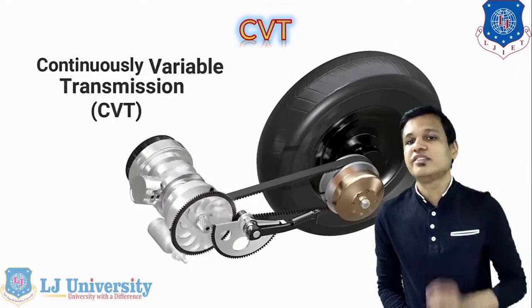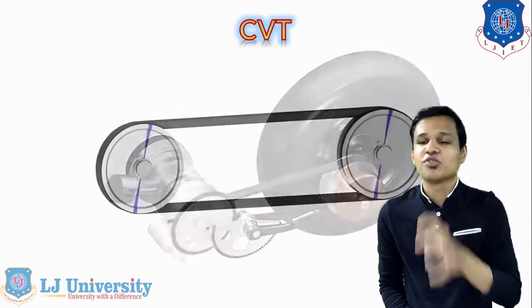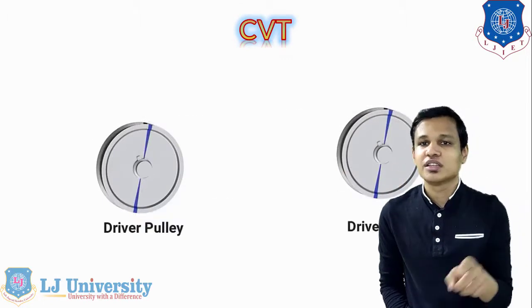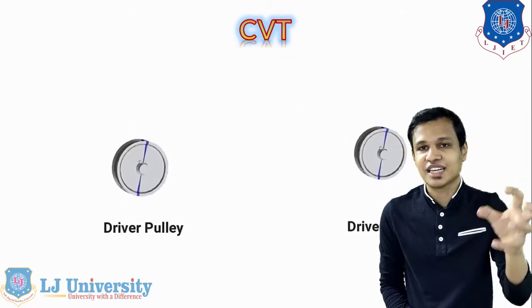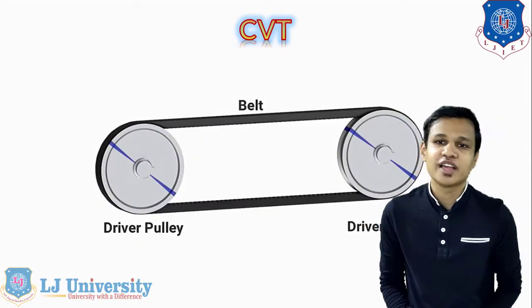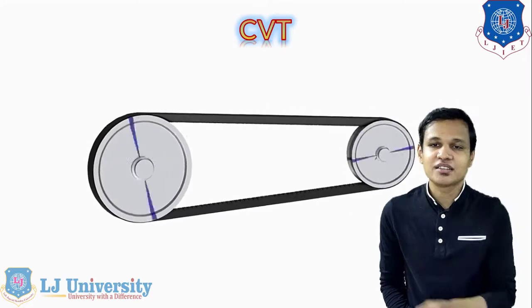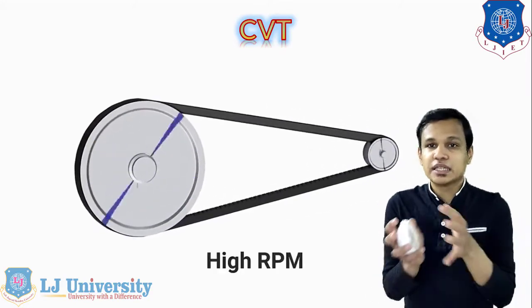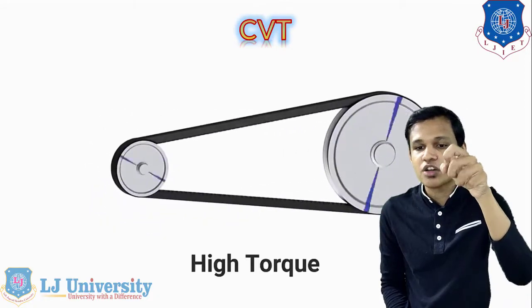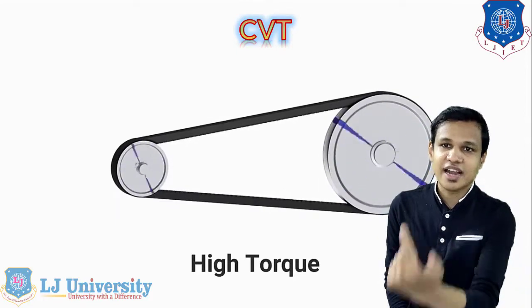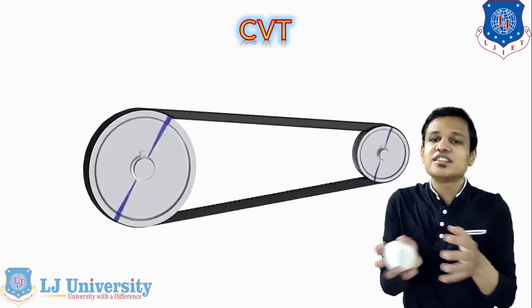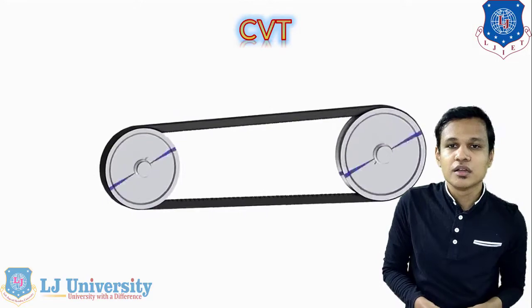Right, you can see the belt given is a part of the CVT. In the case of the CVT, two pulleys are arranged with a belt. One is a driver pulley connected to the engine side, and the second is the driven pulley connected towards the output side, towards the wheel side. The belt is connected over those pulleys. The pulley is given a conical shape, so that when the diameter changes, the gear ratio changes. This is simply how the CVT principle works.